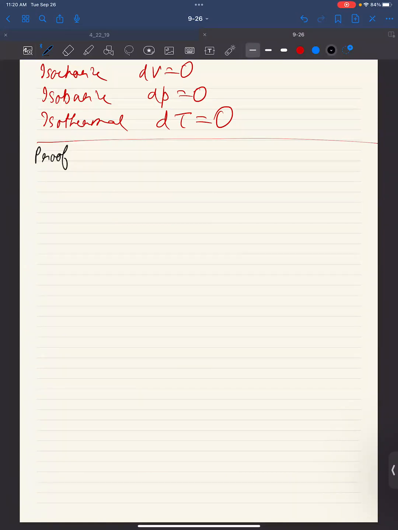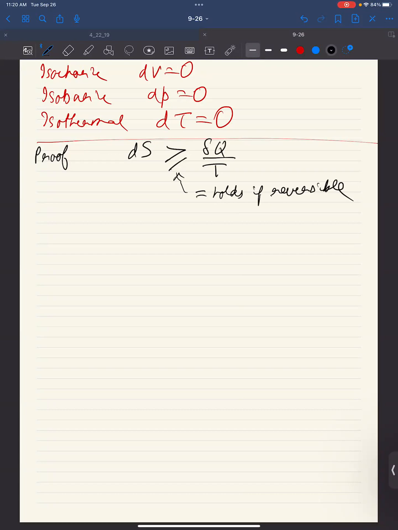the Clausius inequality once again, that ds is going to be more than or equal to delta q by T, where the equality holds if reversible, right? So this is a general way of writing it. The proof is very similar to how we derived the reversible case. How did we do this? In order to derive the reversible case, we compared 2 forms of dE, right? So let's do that once again.